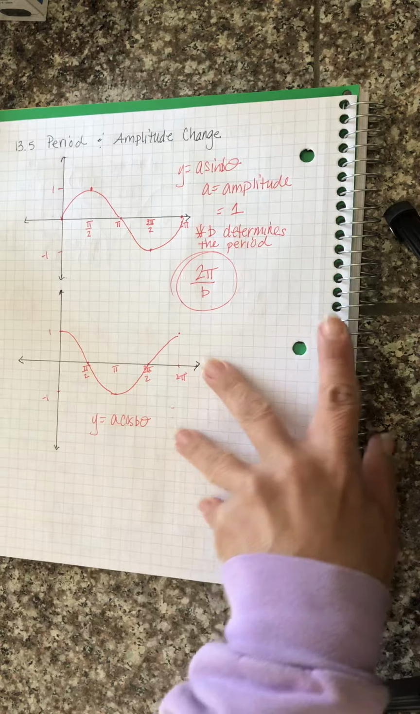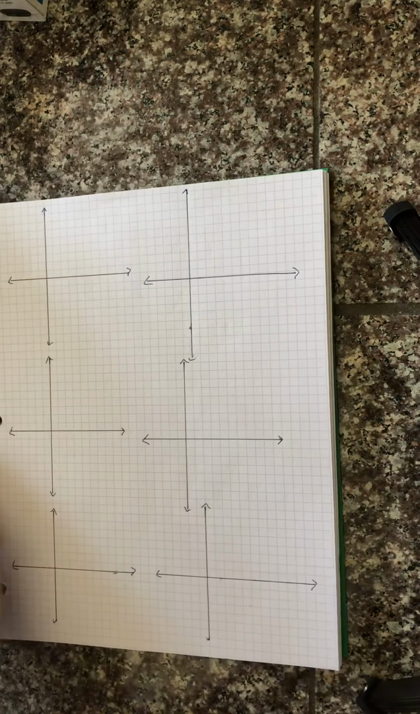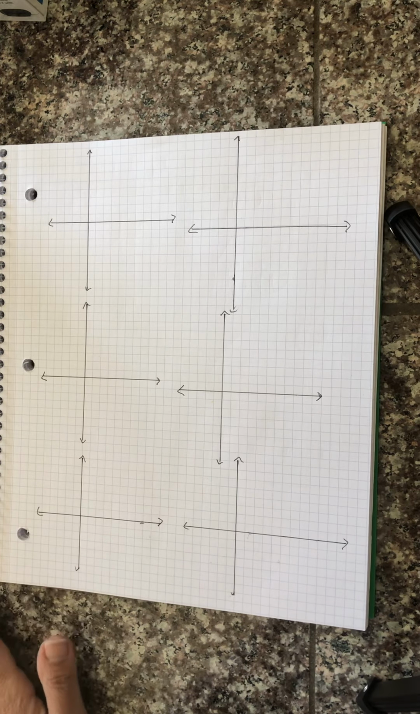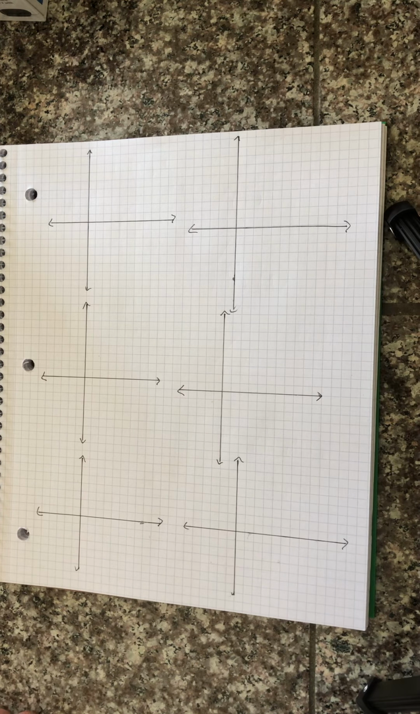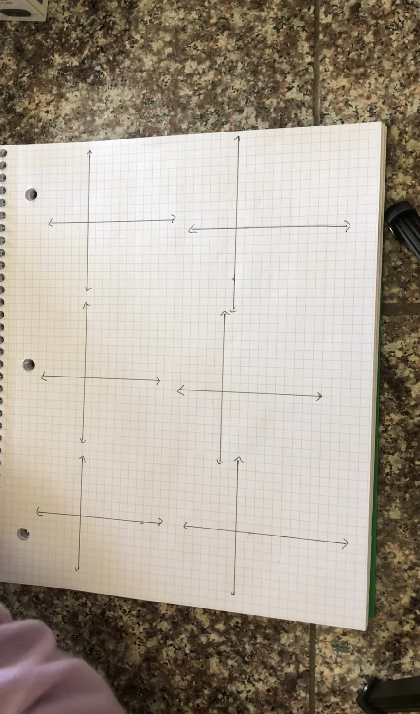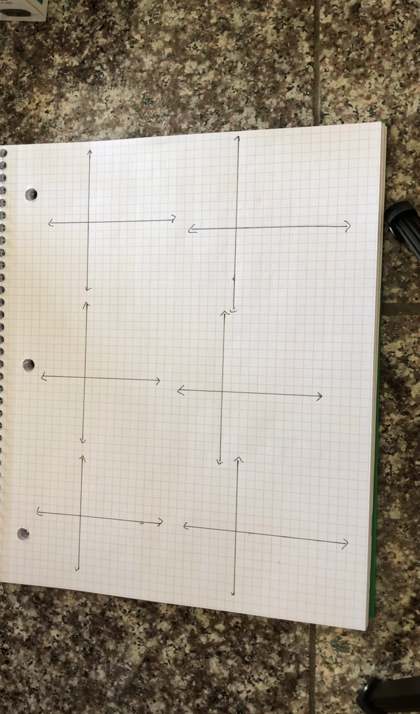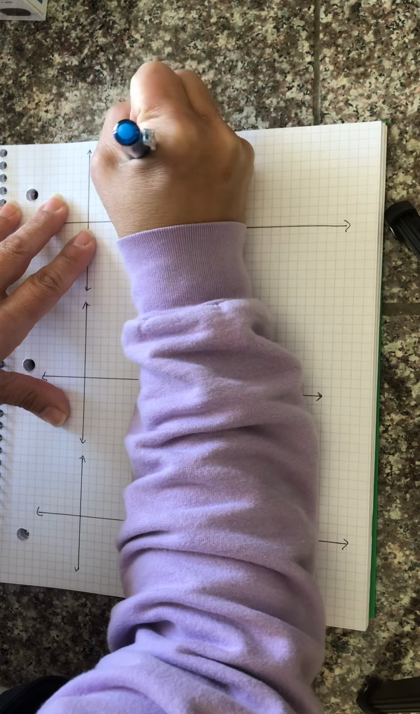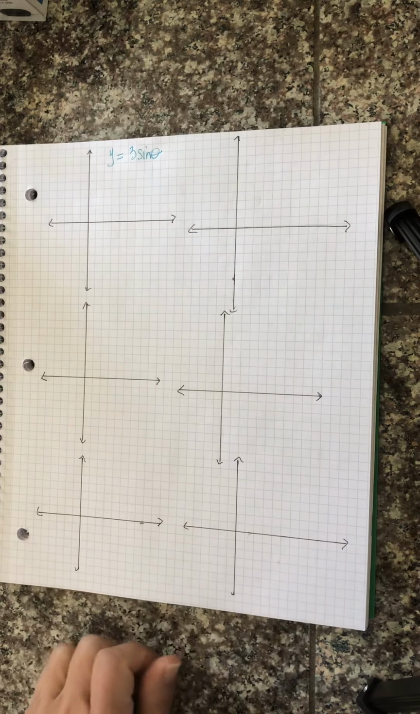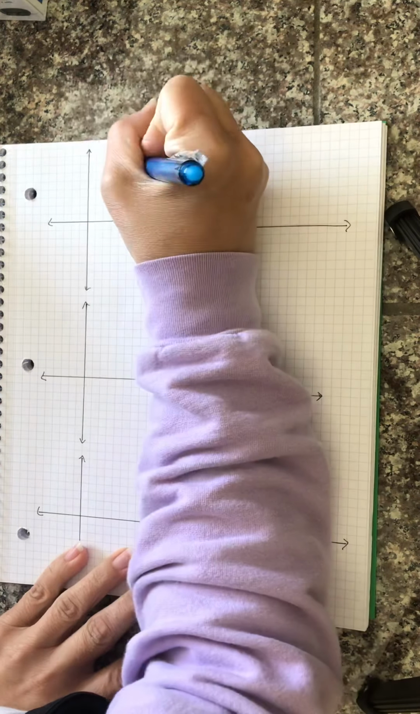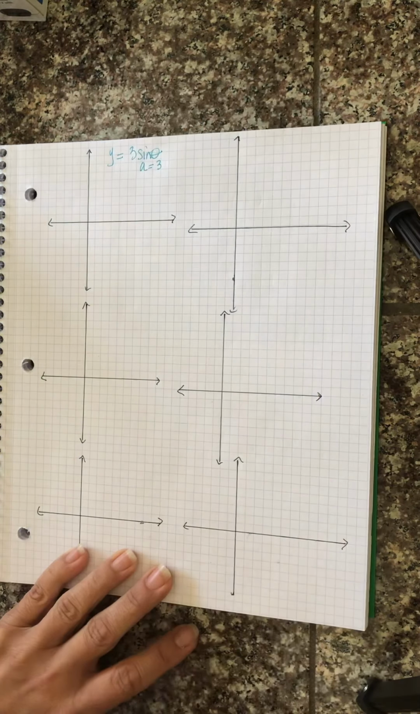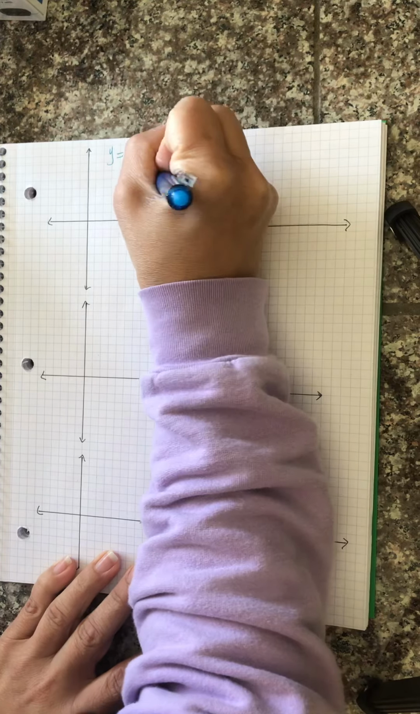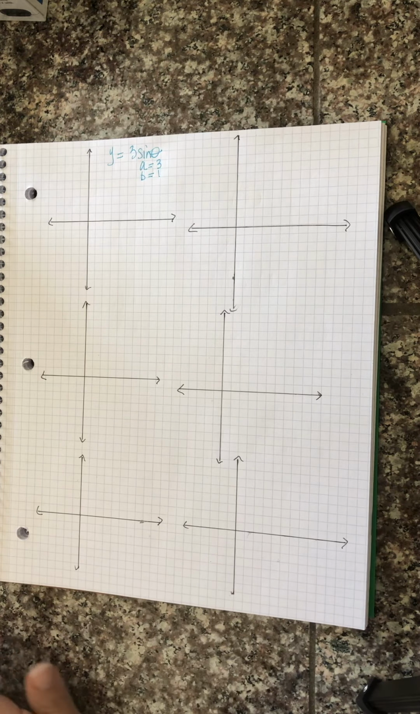Okay, you should draw. I'm going to do 6 examples. So draw 6 grids for yourself, push pause, and then come back when you're ready. Okay, so I'm going to draw y equals 3 times the sine of theta. Okay, well, here A is 3. So that means my amplitude is going to be 3. B is 1. B is the coefficient on theta.